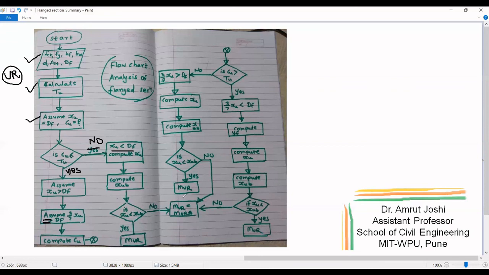So I think we have covered the entire methodology of analyzing a flange section. With this, we will stop for today.